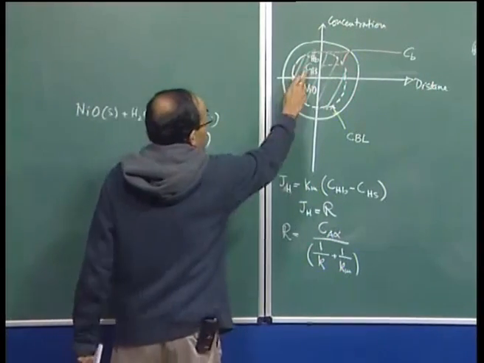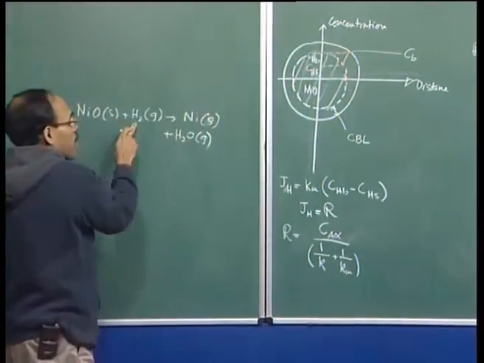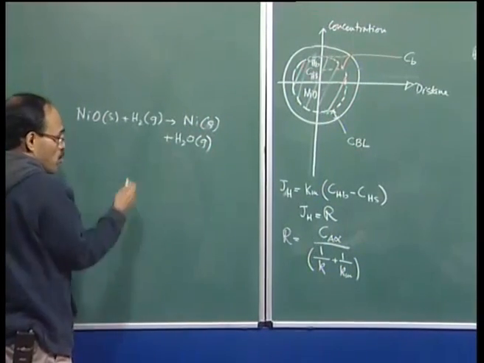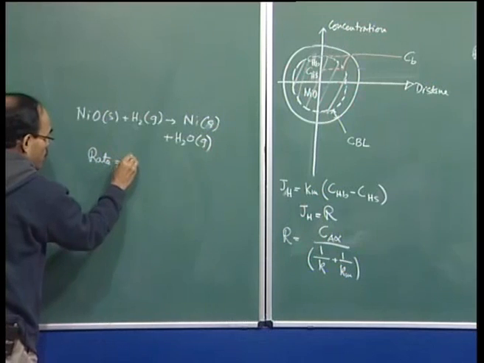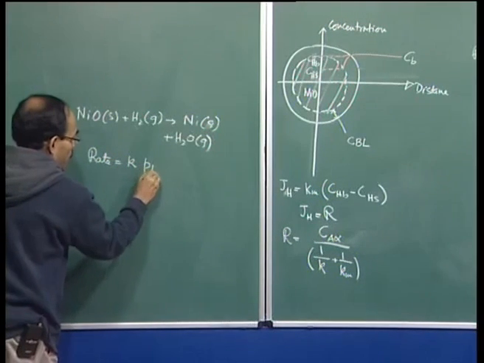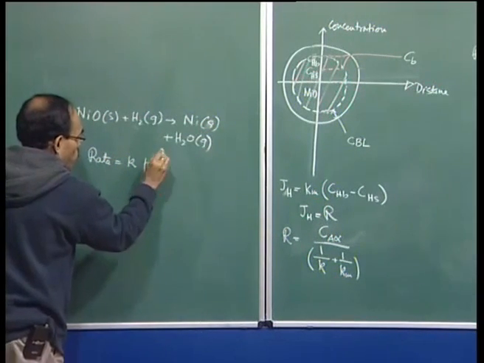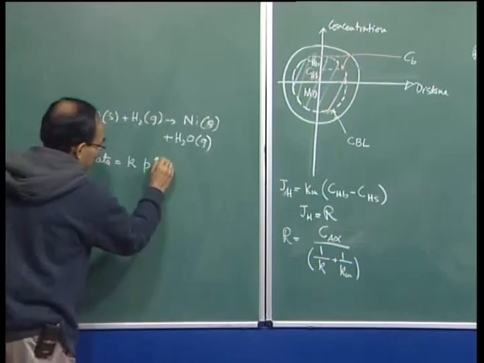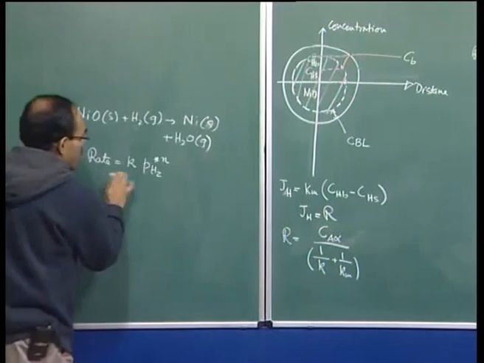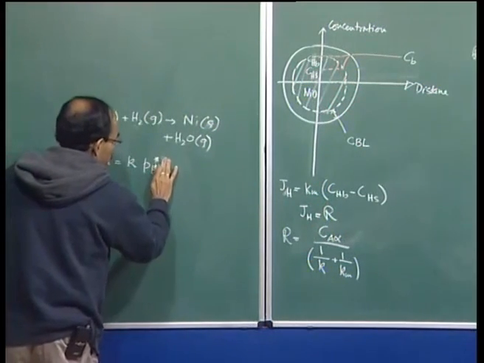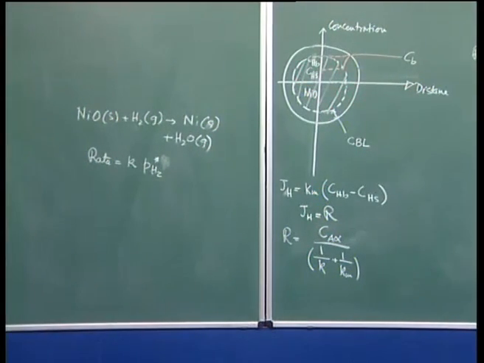So, this C_H^S is actually the partial pressure of hydrogen at the surface, which I would write as: the rate is equal to the rate constant k times pH2, and I can say this if I assume that the rate is first order with respect to hydrogen. So, this is an assumption.